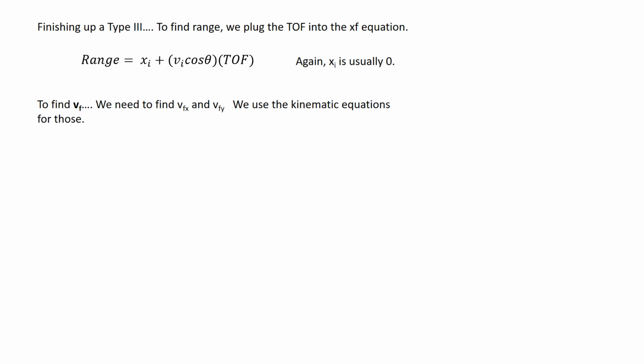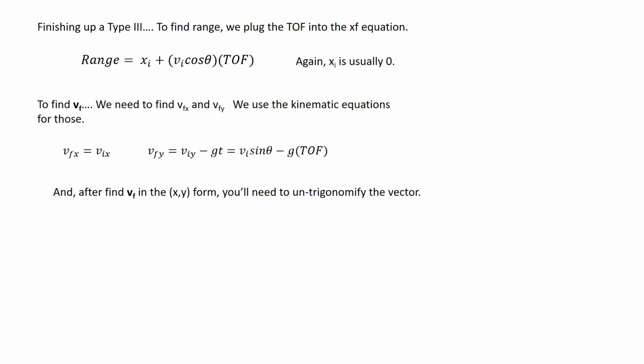To find the v final vector, I have to find my v final x and my v final y. I use the kinematic equations I know for these. So my v final x is equal to my v initial x. My v final y is going to be vi sine theta minus g times the time of flight. After I find the v final in xy form, you have to untrigonomify it.